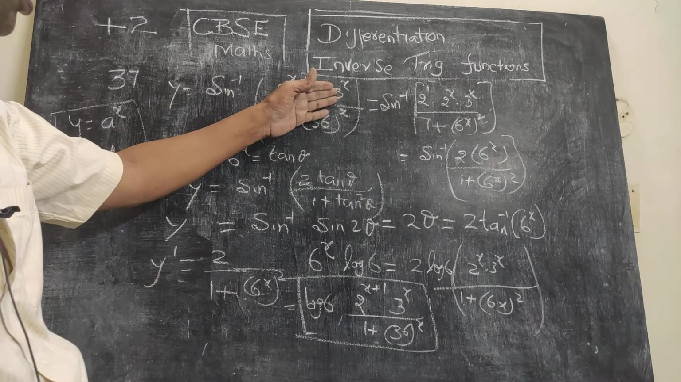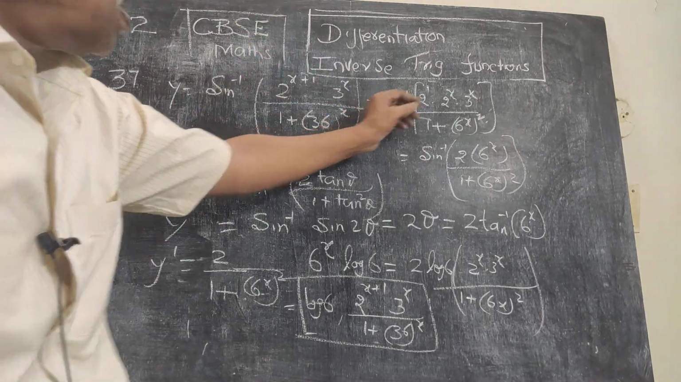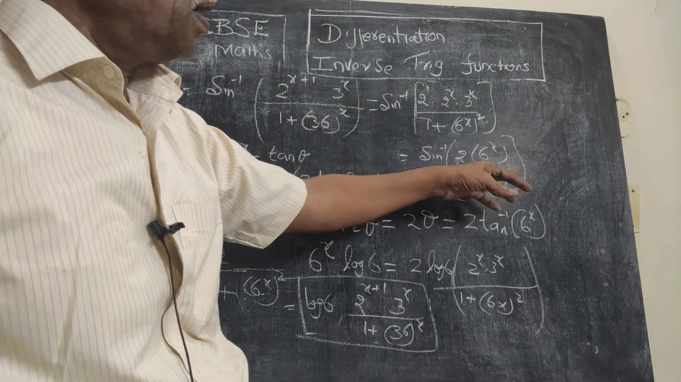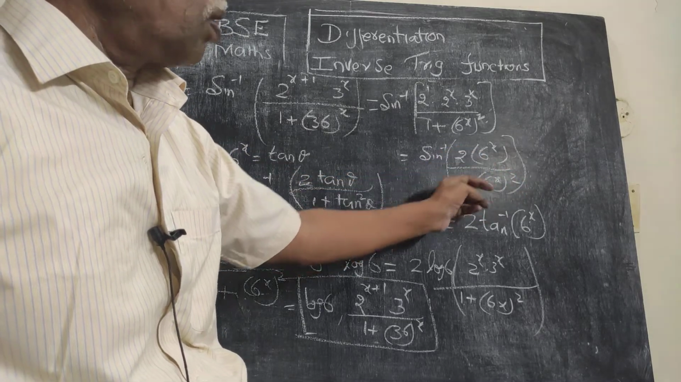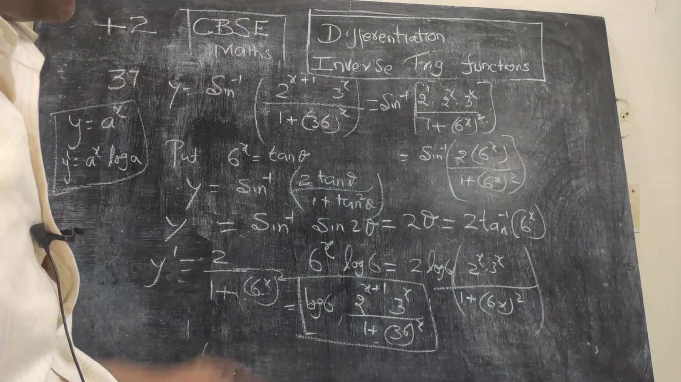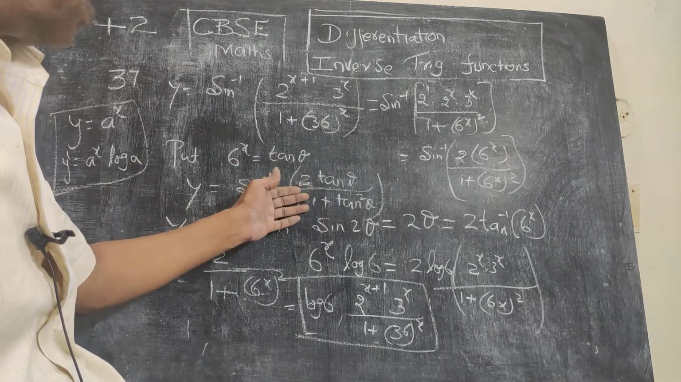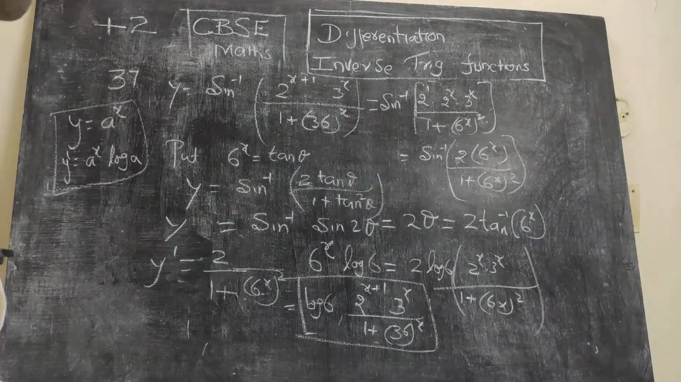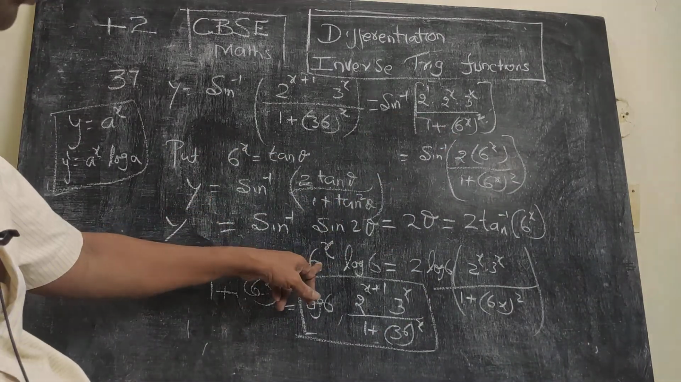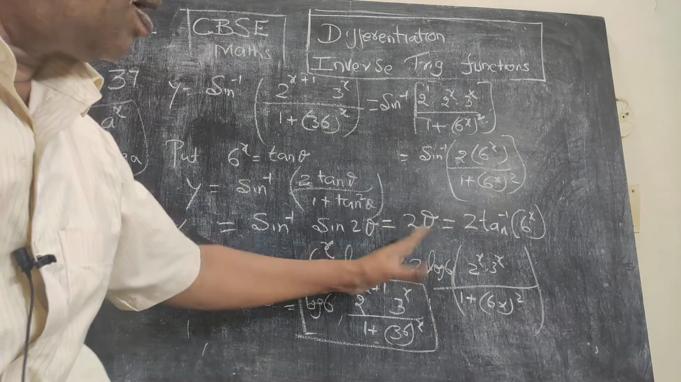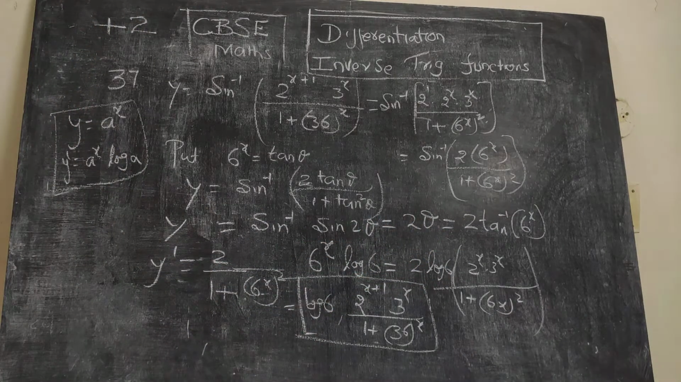2 power of x plus 1, 3 power of x, you first split up and then group it, and 36 power x you write as 6 power x whole squared. Then it will immediately strike you that this is the 2 tan theta by 1 plus tan square theta formula if you put 6 power x as tan theta. That becomes sin 2 theta, sin inverse of sin 2 theta is 2 theta, and theta is nothing but tan inverse of 6 power x. Then 6 power x should be differentiated, which uses the a power x log a formula. Apply that, and with small adjustments the problem simplifies in a nice way. Now we will go for question number 38.